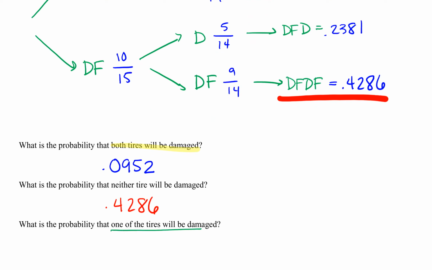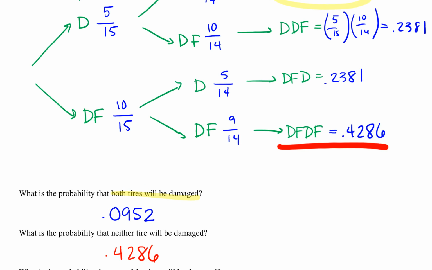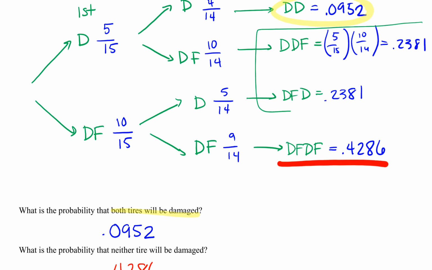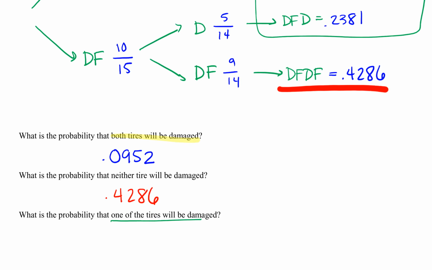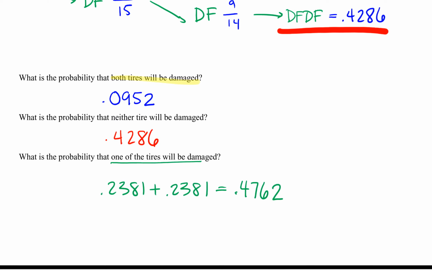And the last one here says, what's the probability that one of the tires will be damaged? And now this one's probably the trickiest because this could happen 2 different ways, right? Both of these exist with us getting 1 damaged tire. So we actually need to add those 2 together. So 0.2381 plus 0.2381 is 0.4762.